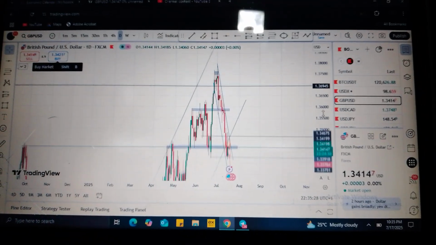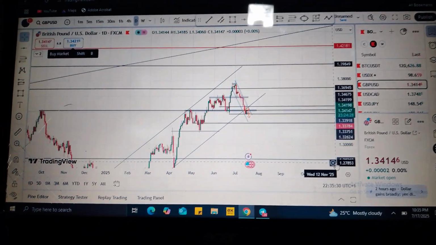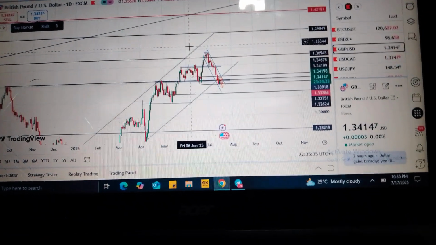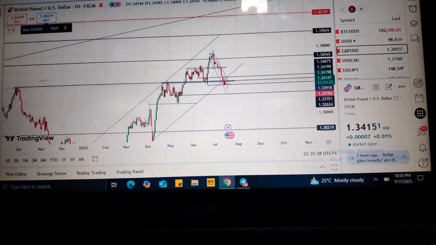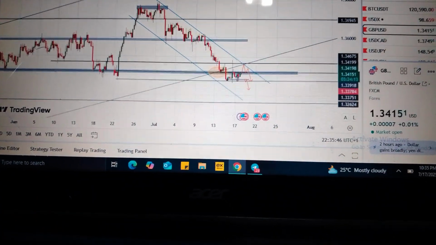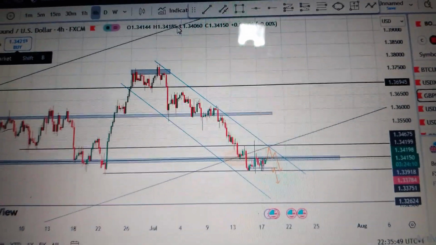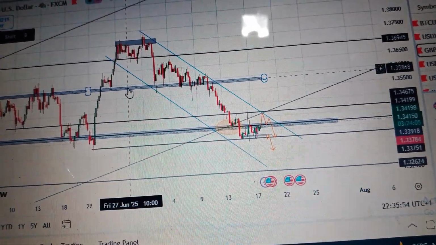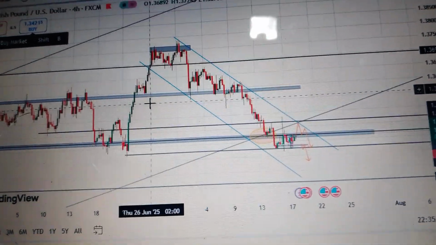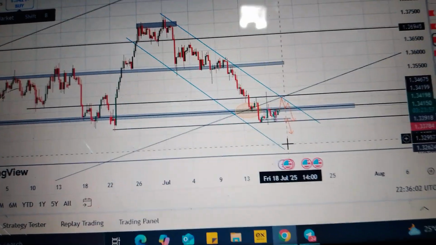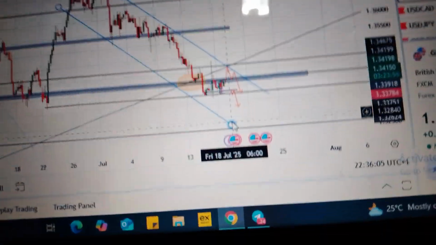So you can see on GBP USD, we were on an uptrend before it started going down. So right now we are on a downtrend. If you go to the 4-hour time frame, you can see where we are. The market has been respecting this downtrend since, let's say, Thursday the 26th of June 2025. So it has been in this downtrend for almost a month now.